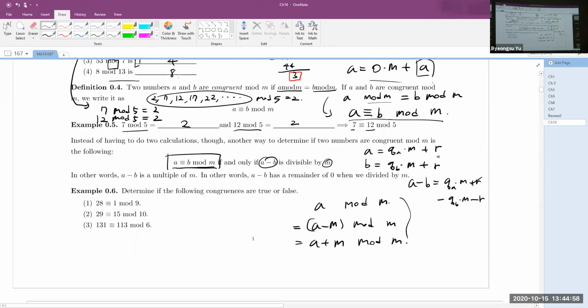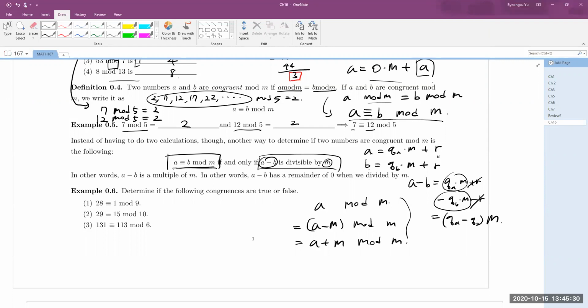So there R is just canceled out, right? And these two numbers are all multiples of m, so you can rewrite it as qa minus qb times m. So that's why we have that a minus b is divisible by m, right? So if two numbers are congruent mod m, then their difference is divisible by m. Also, if their difference is divisible by m, then the two numbers are congruent, right? Does it make sense? Good.